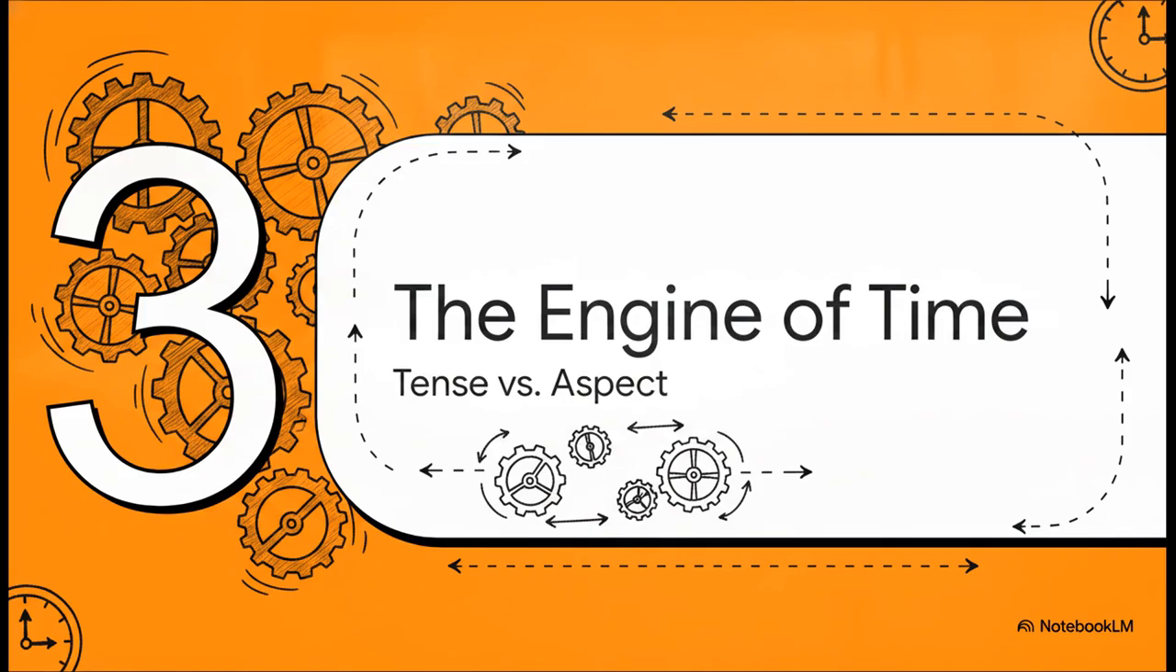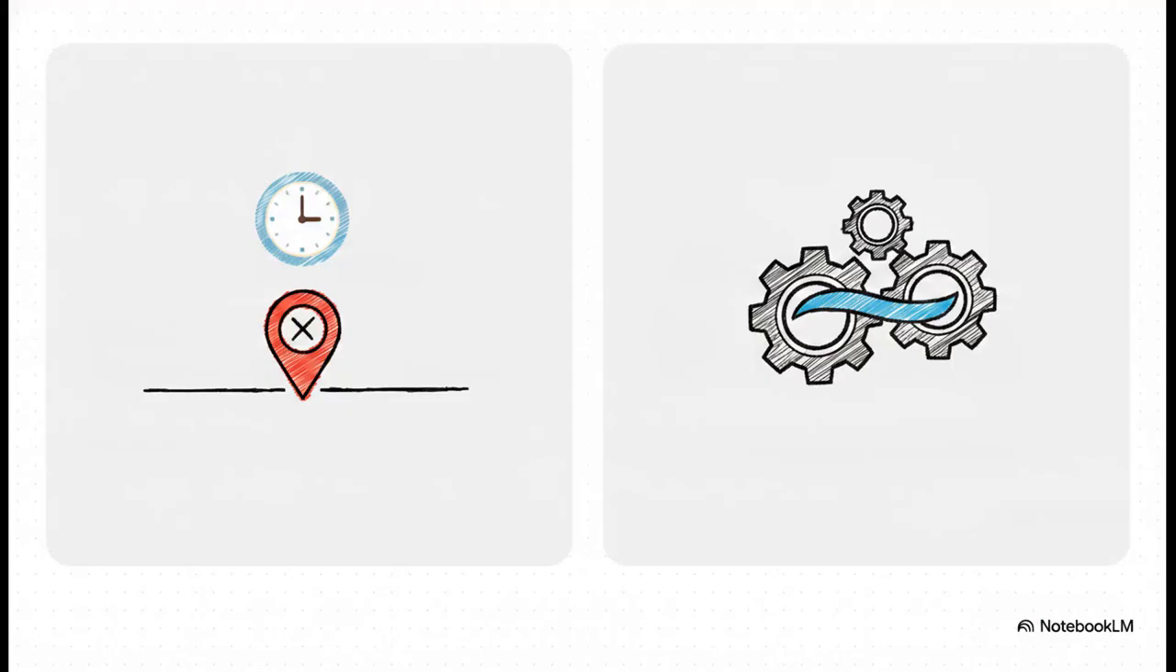Section 3, the engine of time, tense versus aspect. Now that we've located language on a physical map, let's zoom all the way in and dismantle the micromechanics of how languages actually process time. We all tend to conflate tense and aspect in everyday conversation, but mechanically, they do completely different jobs. Think of it like this. Tense is literally just a drop pin on a timeline. It tells you when something happens: past, present, or future. But grammatical aspect describes how the time actually flows inside that event. Is it completed? Is it an ongoing process? Is it a habit? So if tense is the location on the map, aspect is the actual engine driving the car.